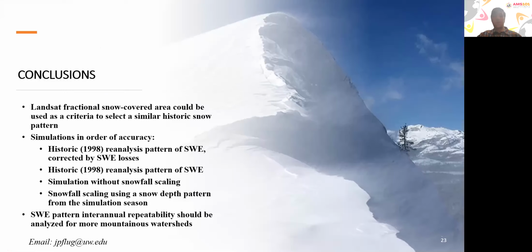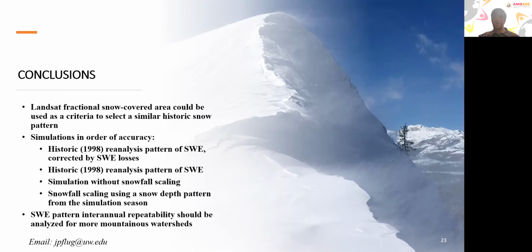Our findings from this so far are that at least in the Tuolumne River watershed, Landsat fractional snow covered area can be used as a criterion to go back in time, in real time, and select a historic pattern that we think may be most representative of real-time snow conditions. In simulations that we performed, in order of accuracy, our most accurate simulation was the simulation scaling snowfall using a SWE pattern corrected by SWE losses from 1998.